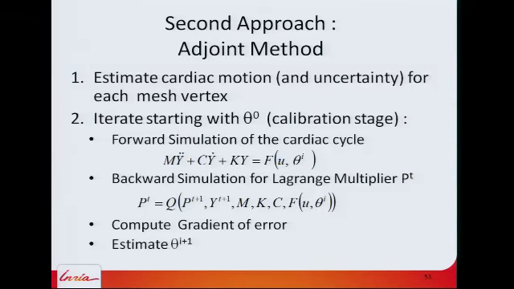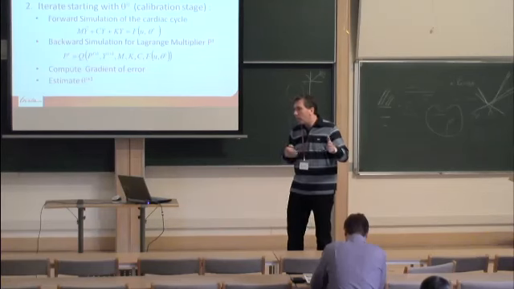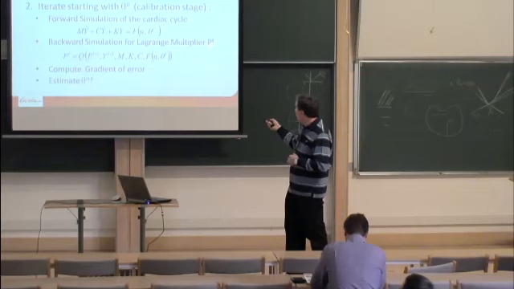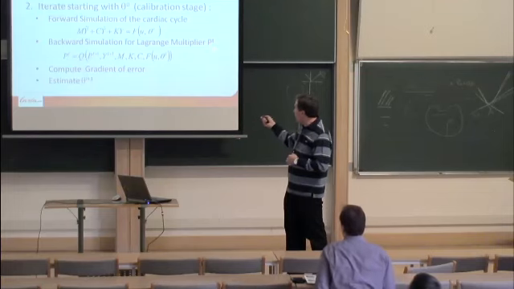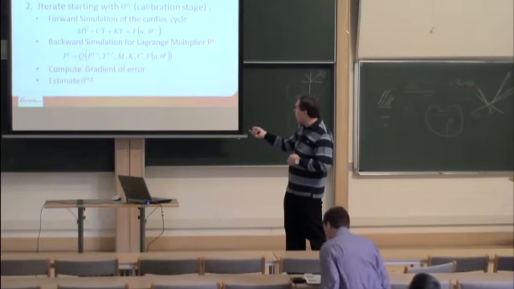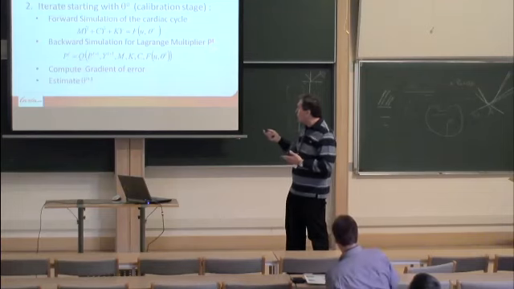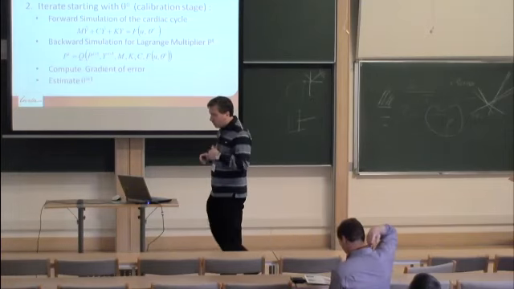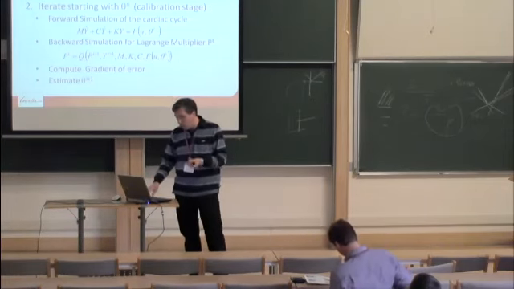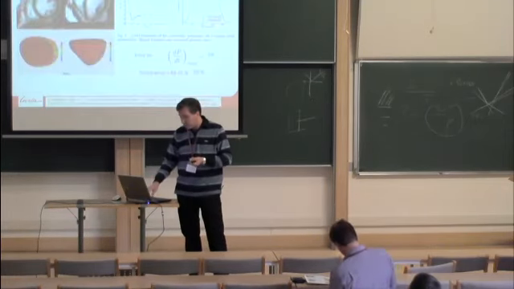It means that to estimate the gradient of your functional with respect to your parameters, you need to do a forward simulation followed by a backward simulation. This allows you to estimate P_t, the Lagrange multiplier, and later you can use P_t to estimate the gradient of the error with respect to your parameters. And then you estimate the new parameters. So this is another approach. It is the one that we developed at Asclepios.